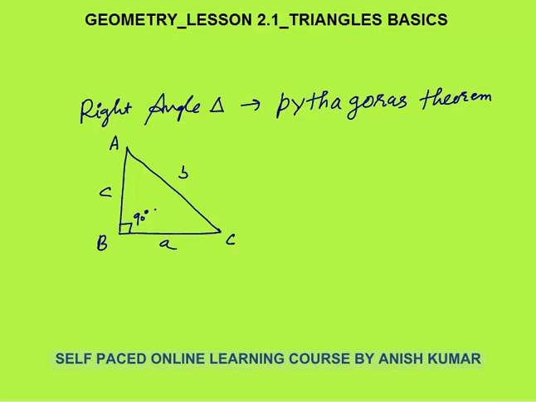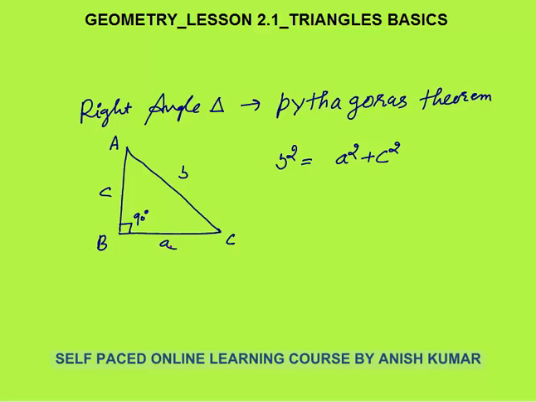Now, first is the right angle triangle, and a very important theorem, the Pythagoras theorem. You must have studied it in lower classes. It states that the square of the hypotenuse, that is b square, is always equal to a square plus c square. This is the Pythagoras theorem: hypotenuse square is equal to the sum of the squares of the other two sides.